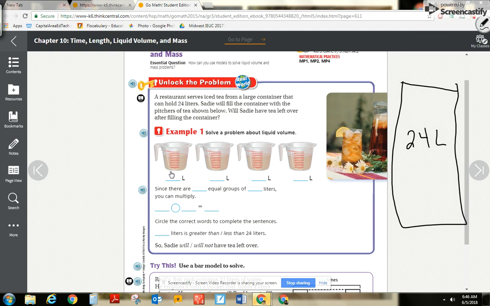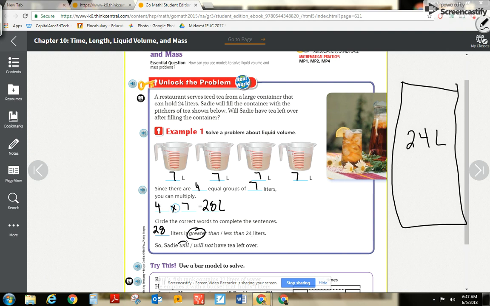So it's really hard to see, but each one of these is 7 liters. If you look really close at your book, you'll see that it's lines. It's not very clear. But each one of these is 7 liters. So now we can see there are four equal groups of 7 liters. So we know that Sadie has four groups of 7 liters, I'm sorry, is 28 liters. So is all of this liquid going to fit in here? Well, no, because 28 liters is greater than 24 liters.